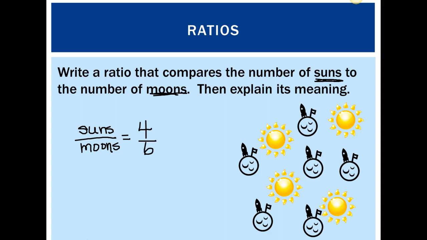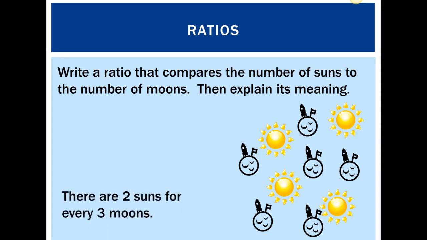Both 4 and 6 can be divided by 2, and in order to simplify the fraction, we must divide both the numerator and the denominator by the exact same number. This will give us the simplified fraction 2 over 3. The second part of the problem says to explain its meaning. There are 2 suns for every 3 moons.